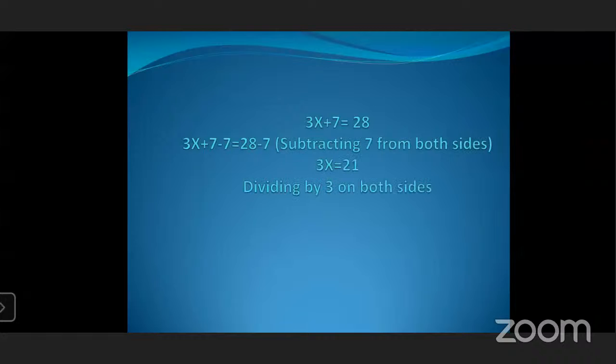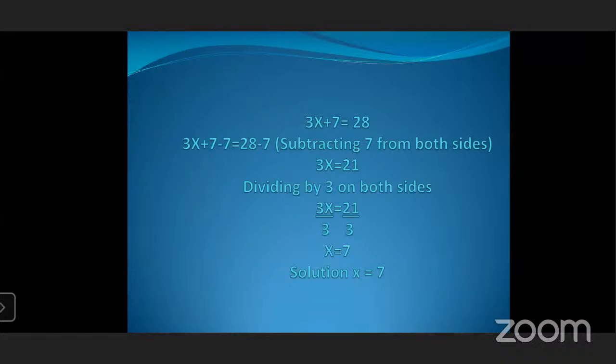So 3x plus 7 minus 7 is equal to 28 minus 7. What we have done is subtracted 7 from both sides. Right? 3x plus 7 minus 7 is equal to 28 minus 7. Subtracting 7 from both sides, we get 3x.